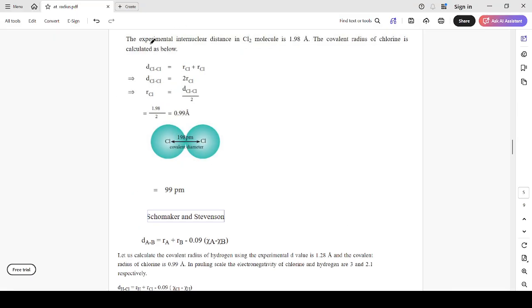Here they have provided that the experimental internuclear distance in the chlorine molecule is 1.98 Angstrom units. What will be the covalent radius here? As I told you, this is a bond length. Internuclear distance is nothing but bond length, this distance. So what is the covalent radius? Isn't it half of it? So just calculate half of it.